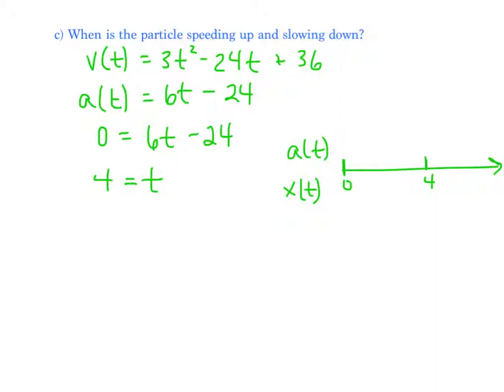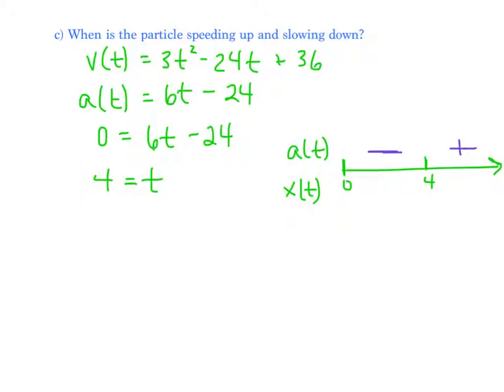I'm just going to test different numbers to see what the signs are for acceleration. If I test a 2, 6 times 2 is 12, minus 24 is negative. A number bigger than 4, so 5, 6 times 5 is 30, minus 24 is positive. Notice I'm not filling anything in underneath here because acceleration does not really describe any movement for the position function, so I'm going to leave that blank.